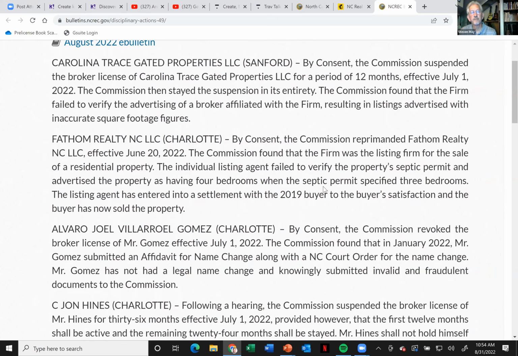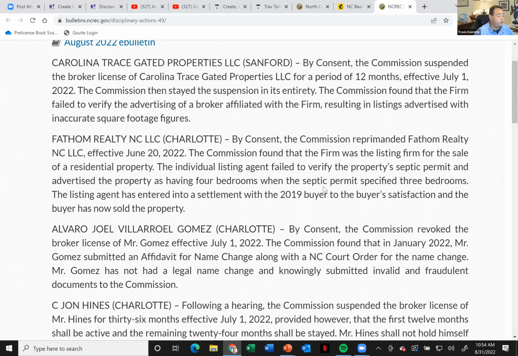LLC. Does everybody recognize that when you see LLC? We're not talking about an individual broker that was reprimanded. We're talking about an entire firm. Oh, it says the commission reprimanded Fathom Realty LLC effective June 20th, 2022.